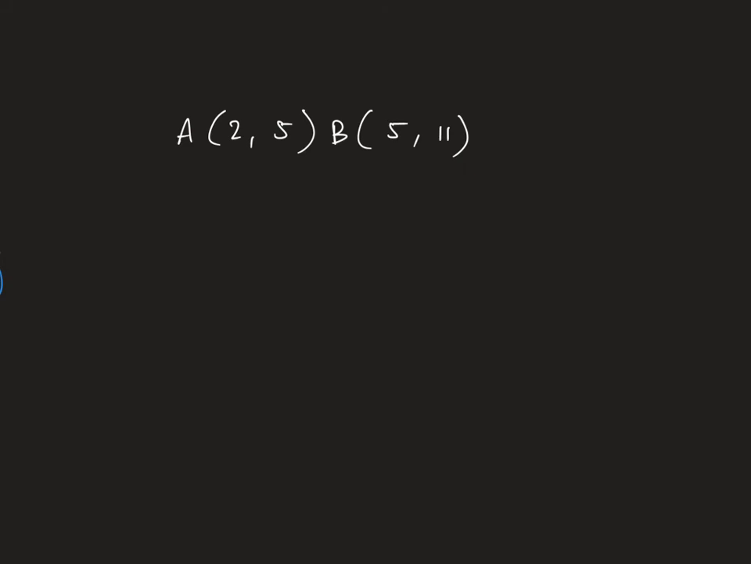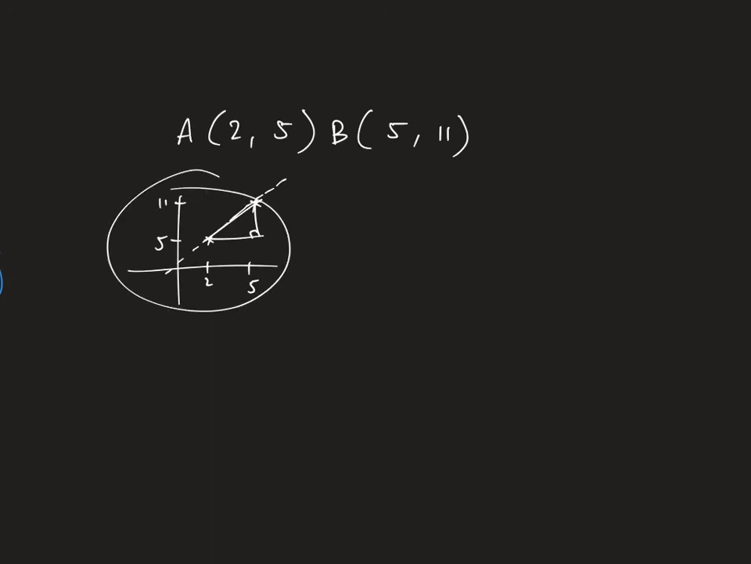Now, this is a little bit tricky. What I advise doing is just doing a little sketch here. So we've got our 2, 5 here, and we've got our 5, 11 here. And it shows that that is a positive graph. So this is our graph going off like this. Doing the little sketch helps me visualize what's going on.